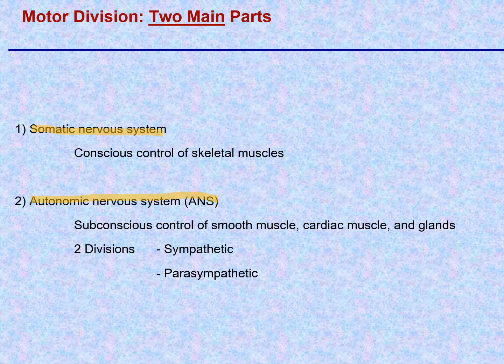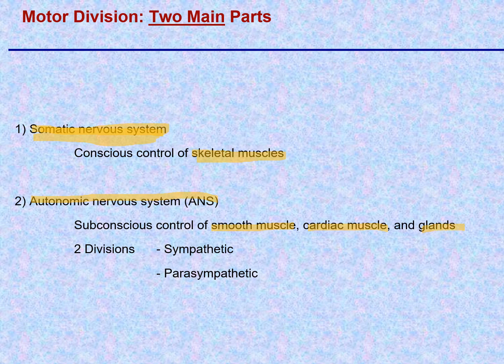Okay? The autonomic nervous system, the other part of the motor division, is involved in subconscious control of three effector tissues. The somatic nervous system was in conscious control of one type of tissue, skeletal muscle tissue, and the subconscious autonomic nervous system has subconscious control of smooth muscle, cardiac muscle, and glands.